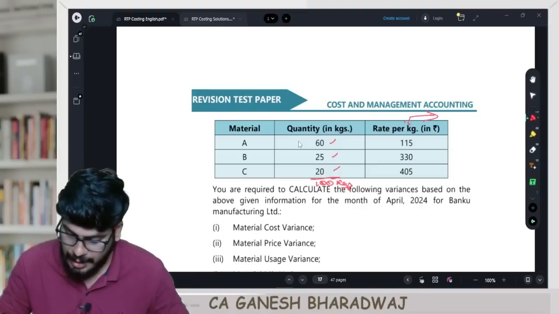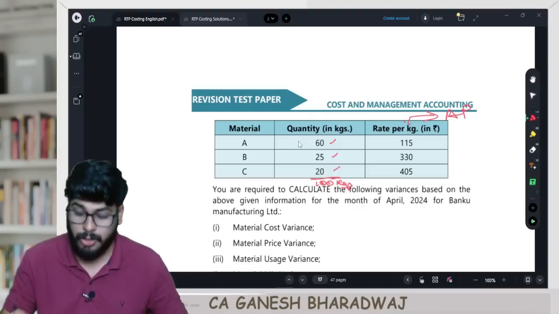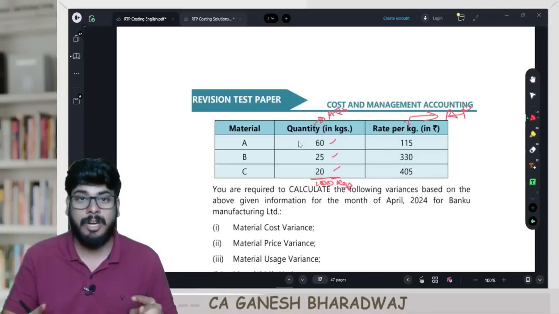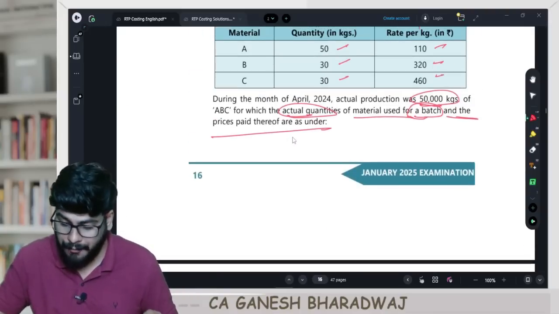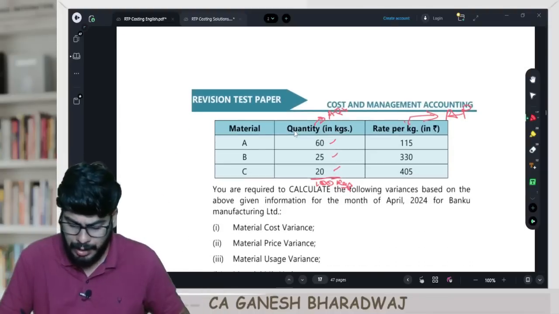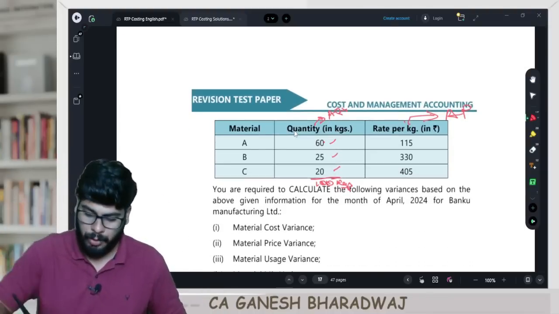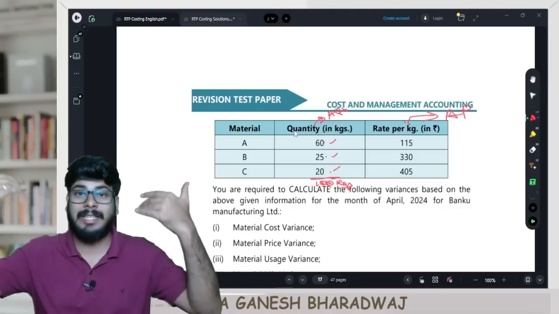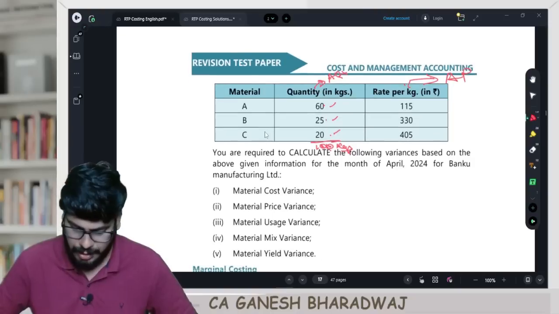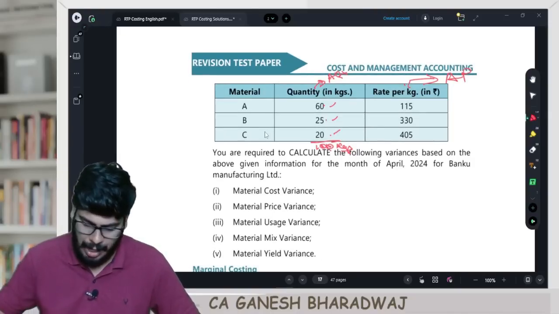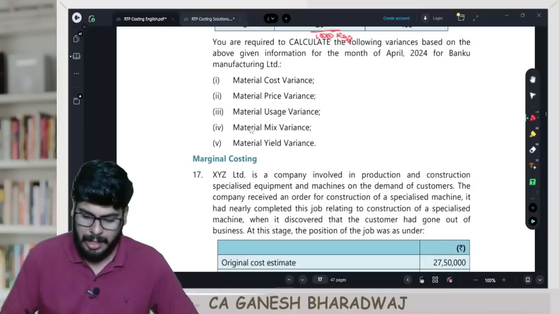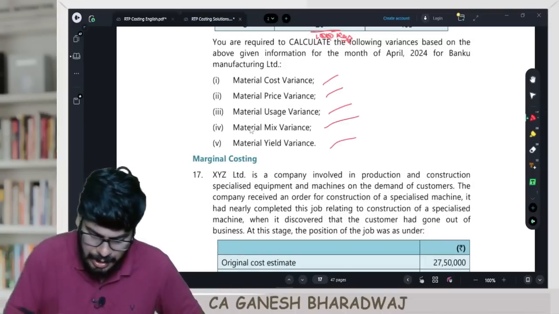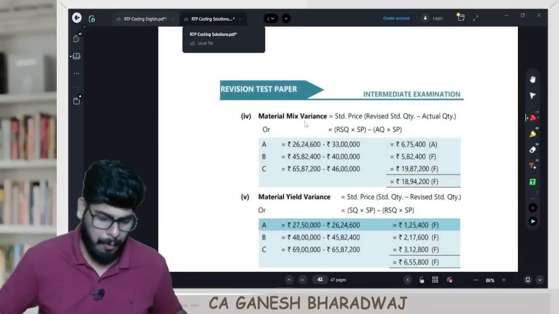And then the rate per kgs, the actual price is also given. But be very clear, guys, this is not the actual quantity. No, this is the actual quantity for 100 units of output. How much will it be for 50,000 kgs of output? Very, very simple. 60 divided by 100 into 50,000. For 25 divided by 100 into 50,000, 20 divided by 100 into 50,000. If you do it, you will get the actual quantities. Are you clear with this? Next, you are required to calculate the following variances from the above information of the month of April. So material cost variance, price variance, usage, mix and yield variance. Fine. Very, very simple. Now, how do we go about with this particular question?